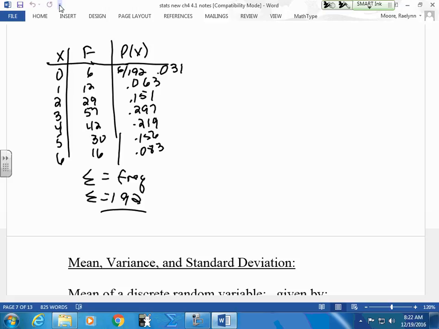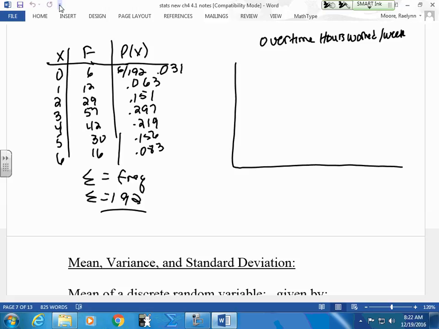So now I want to make a graph of this thing. This is the number of overtime hours worked in 1 week. So it's only going to be in my first quadrant. What's going to go on my x-axis? What does that x represent? Overtime hours. Good. So this is a good label.